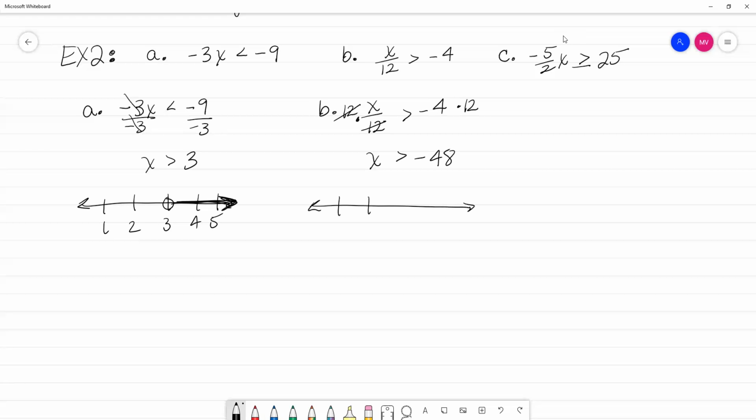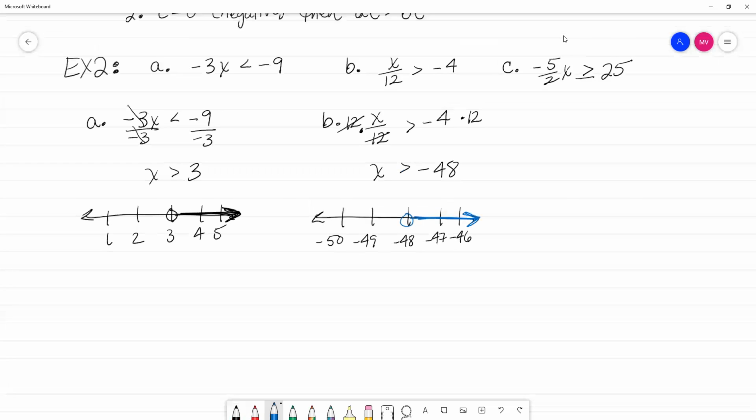And we can graph that. So we'll put negative 48 here, negative 47. Just make sure you recognize they're negative, and so those numbers get smaller. Negative 49 and negative 50. Is our circle open or closed? It's open, right? It does not include 48, and it must get greater than 48.